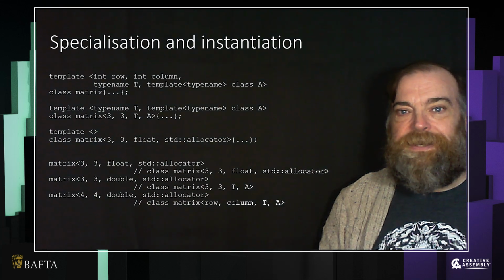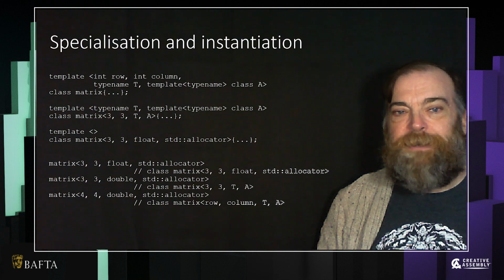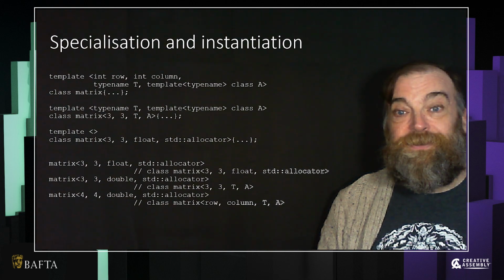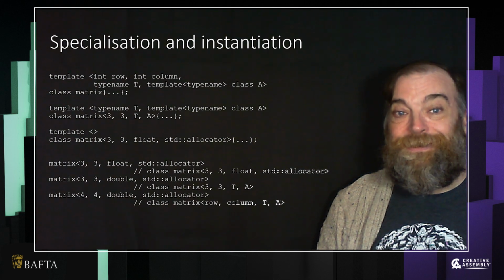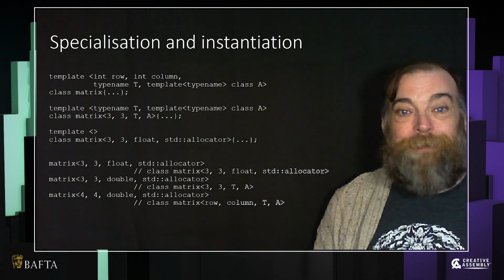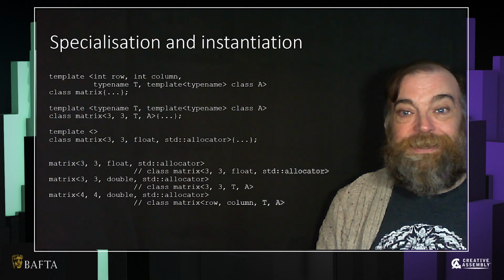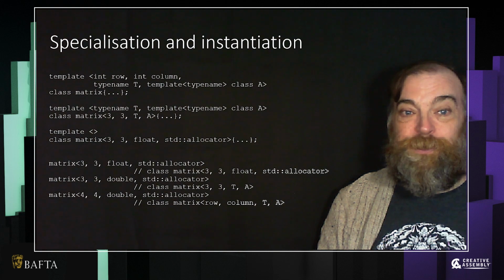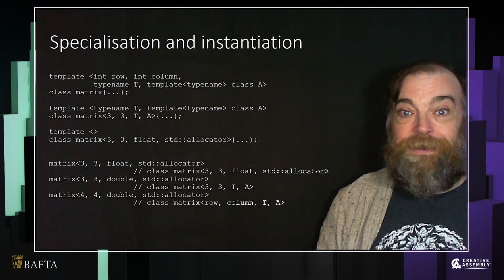Now the compiler will instantiate a concrete matrix class using those parameters, making the appropriate substitutions. And this is called implicit instantiation. Now cast your mind back to the function template instantiations. It was possible for the compiler to deduce the template arguments.